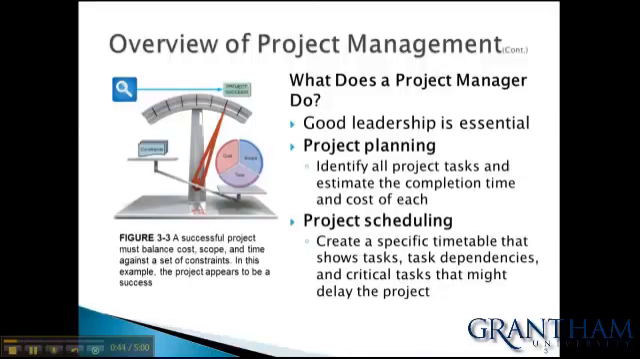Usually a project is managed by a project manager. Good leadership is essential for a project manager. They do project planning. They identify all the project tasks and estimate the completion time of each. They create a specific timetable that shows tasks, task dependencies, and critical tasks that might delay the project. A successful project must balance cost, scope, and time against a set of constraints. The example in Figure 3.3 shows the project appears to be a success.